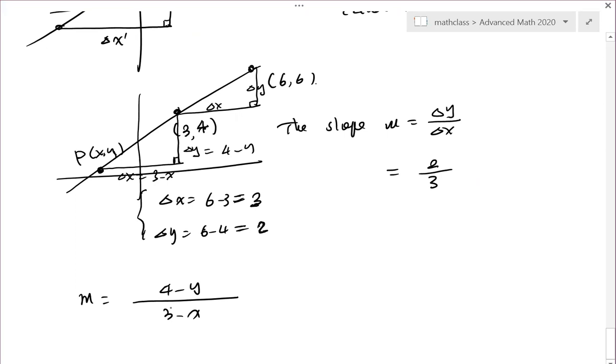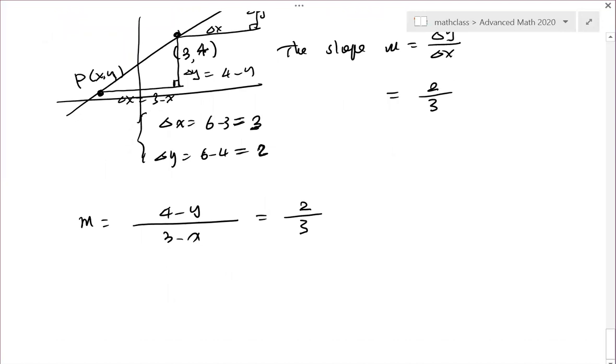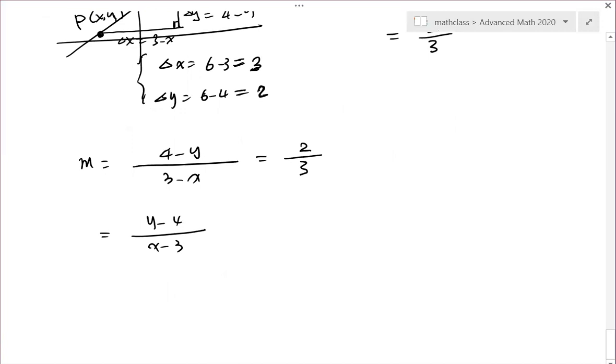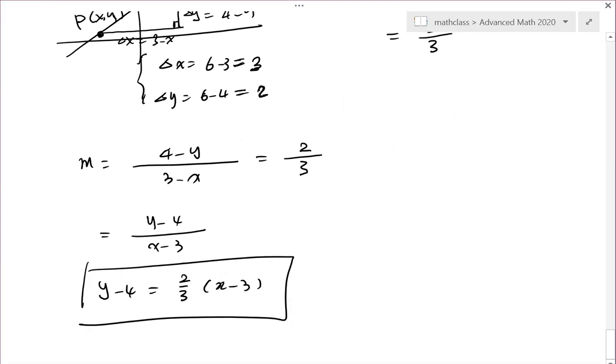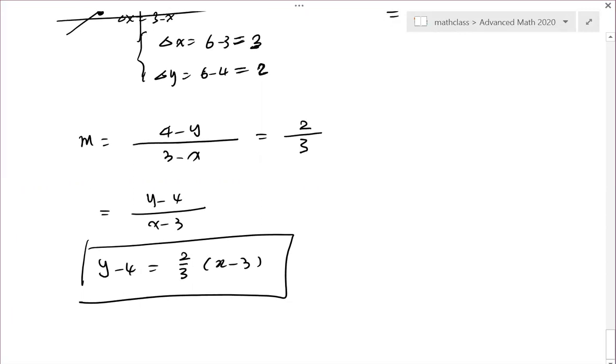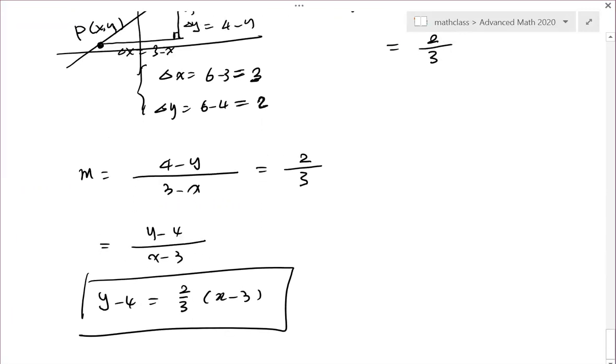But I know that the slope is a constant, it's independent of the point. So this should be equal to 2 over 3. Of course, I can also write it as y minus 4 over x minus 3, it doesn't matter. I multiply both sides by x minus 3. So I get a relationship between x and y if the point P is on the line.